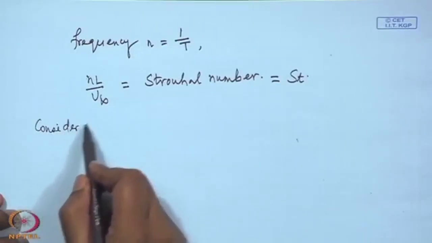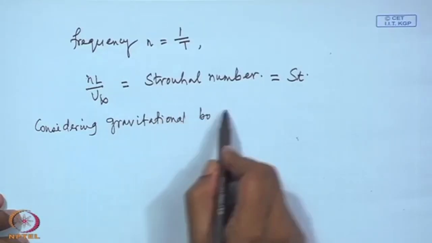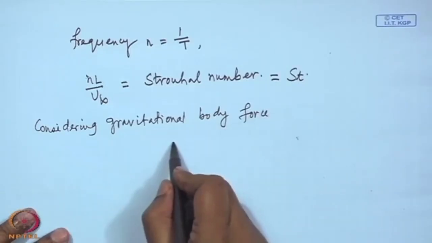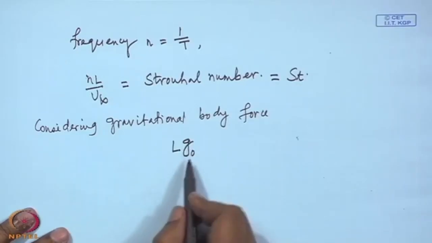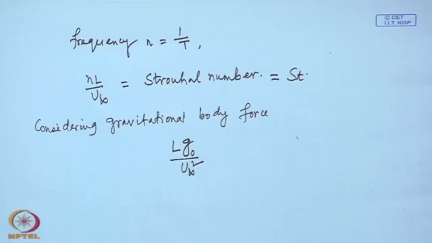Look now at the body force term, which contains what? L F 0 by u infinity square. Consider now this body force to be gravitational. Consider only the body force to be gravitational. So, the parameter becomes what? L by g 0, where g 0 we will call the gravitational acceleration on the surface of the earth, divided by u infinity square. This is the square of the inverse of the Froude number.